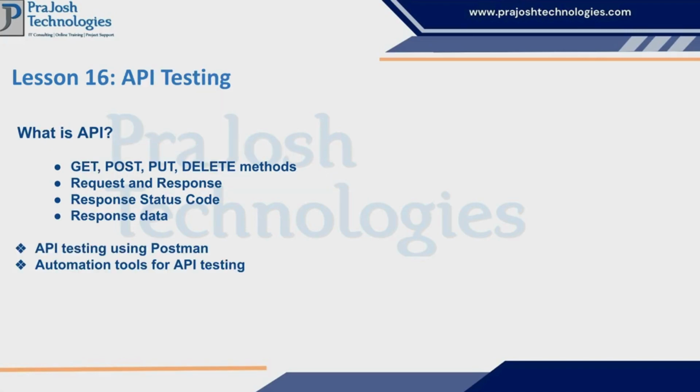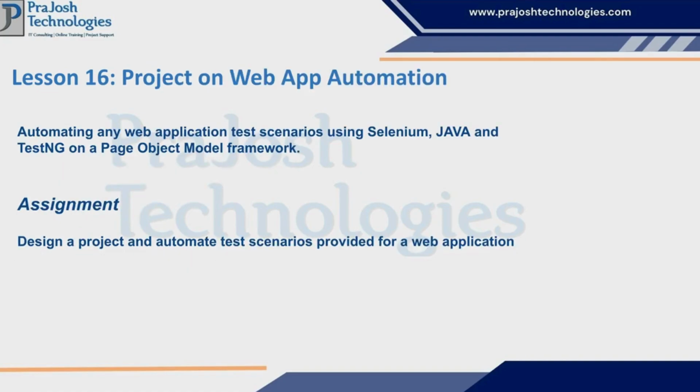We'll be learning API testing in the end. And we'll also look into the Postman tool and have a brief discussion on what automation tools are used for API testing and how we do it in real time. Candidates will finally have to create a project on their own for automating any website with multiple scenarios, and they'll have to present it to the trainer.